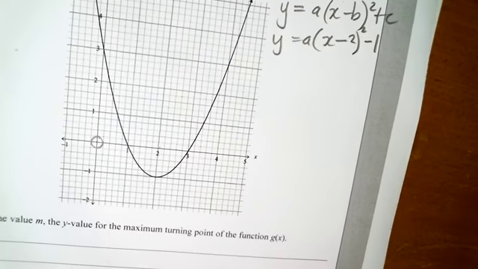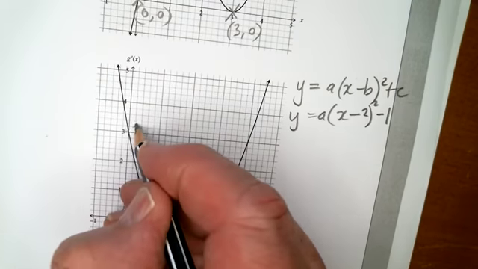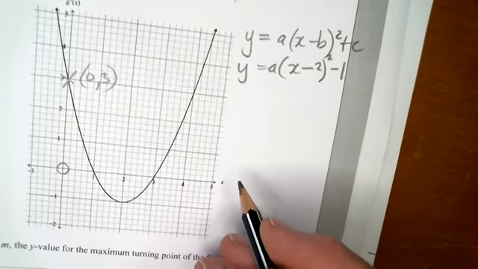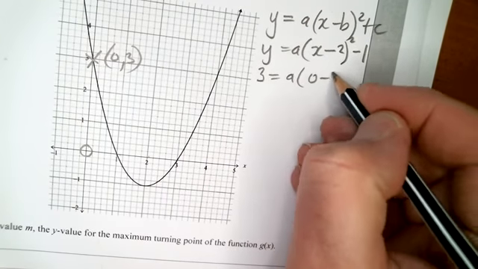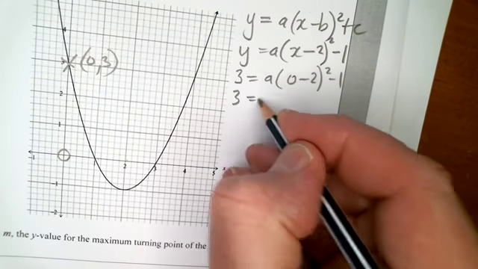Now, what values have we got here? Well, let's use this value. This value here is quite good. We can use that one. That's 0 along and 3 up. So let's put that in here. We've got a 3 value. We've got an a. We've got a (0 minus 2) all squared minus 1. So let's go ahead and resolve that.